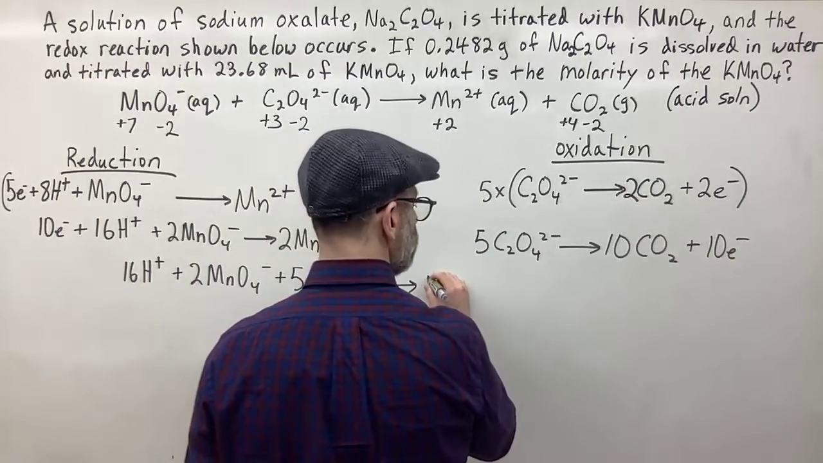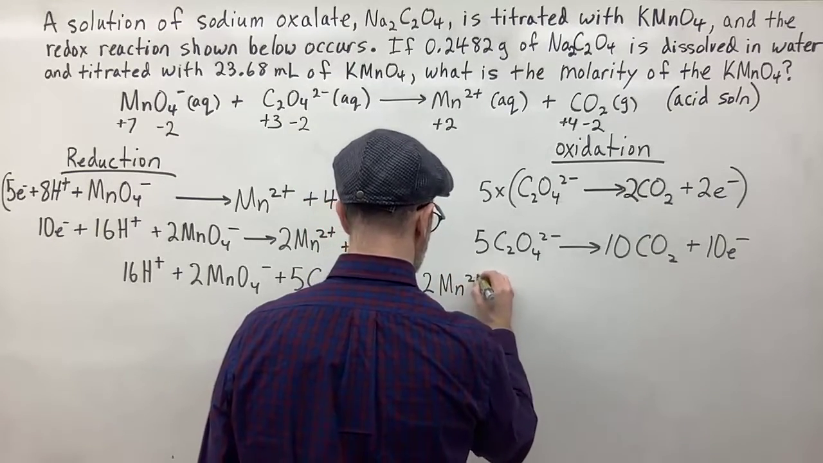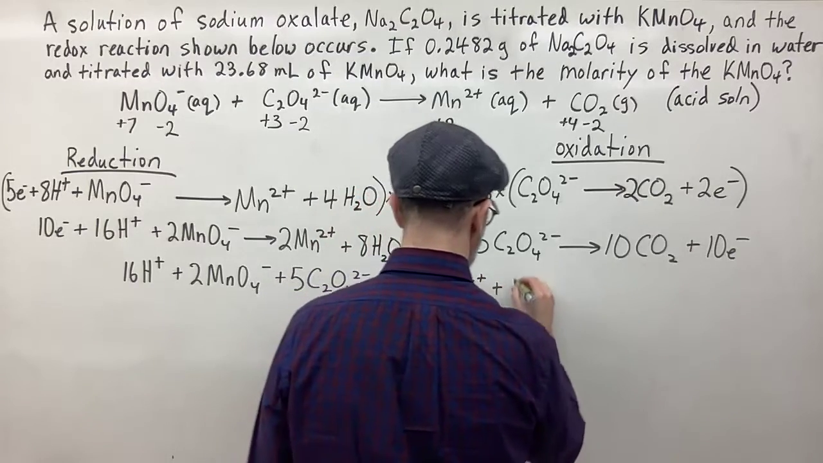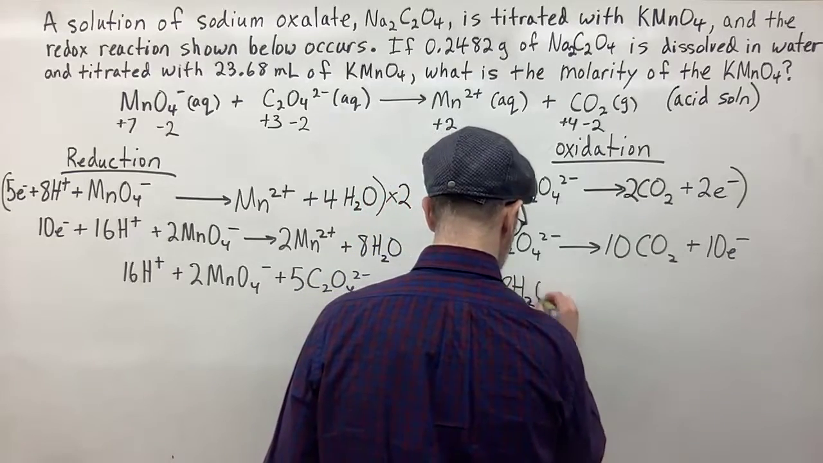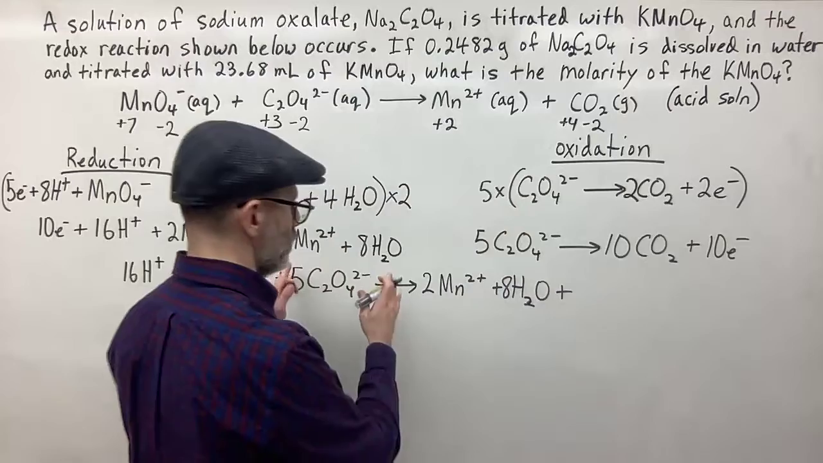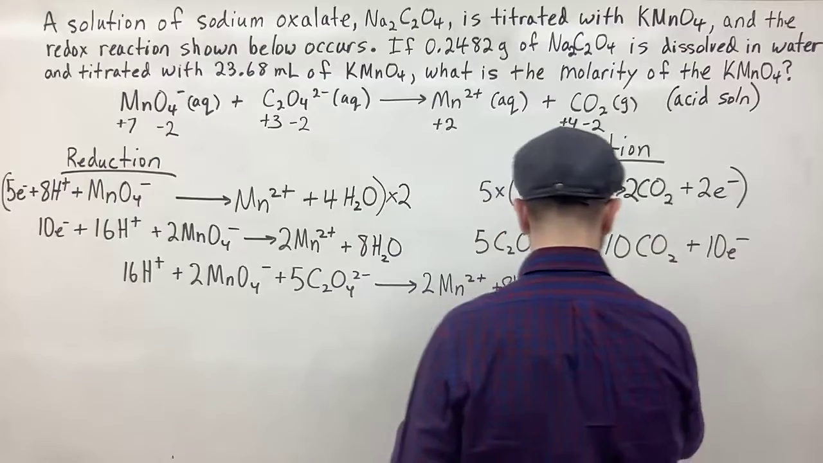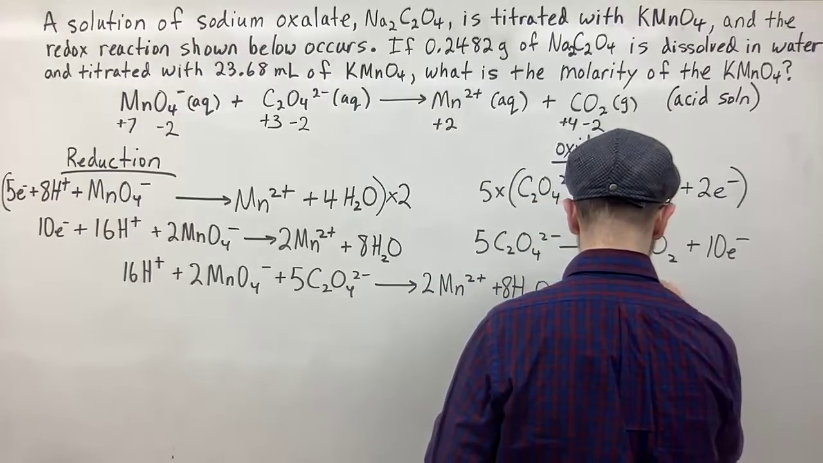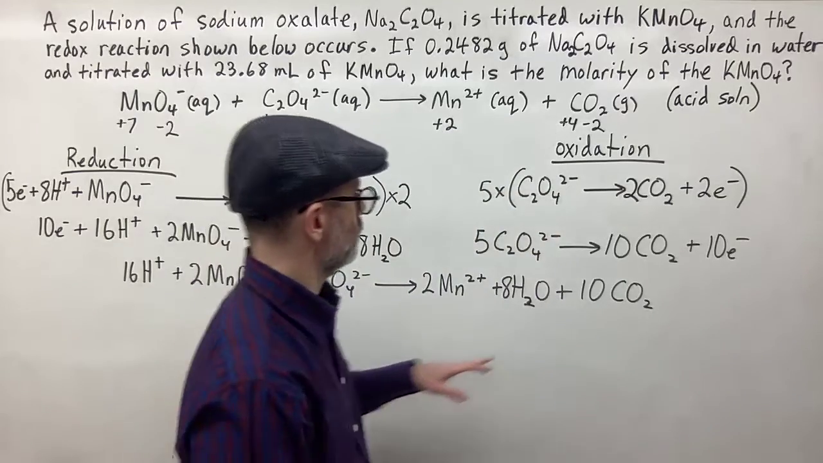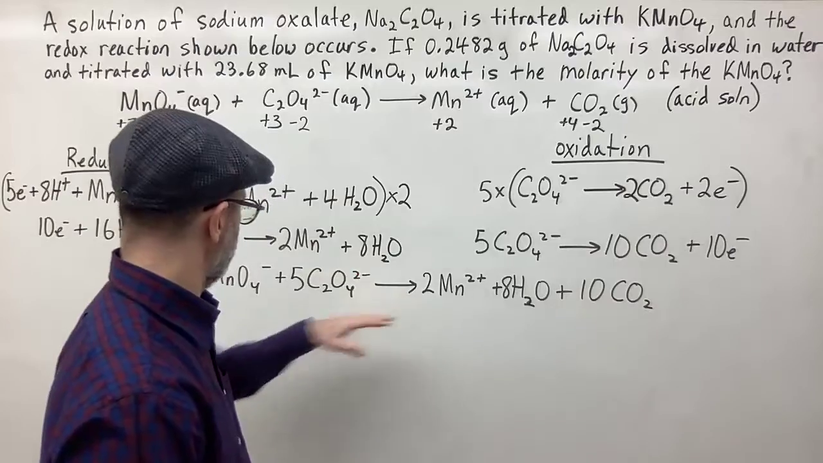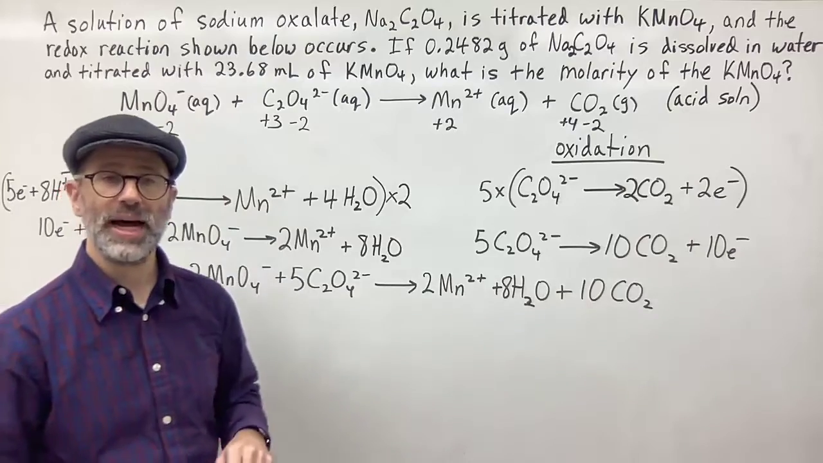So I'm going to have 2 Mn2 plus, oops, that should be 8 H2O molecules plus, so now I've got that added together. So now I'm going to add the 10 carbon dioxide molecules. So now I have everything added together. So this is my complete balanced equation for this redox reaction.